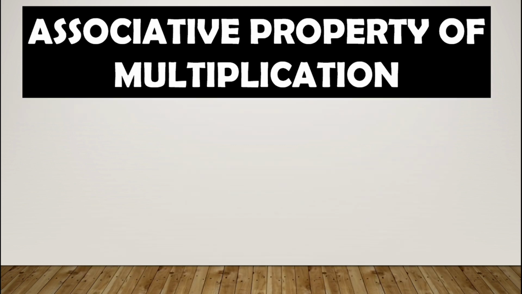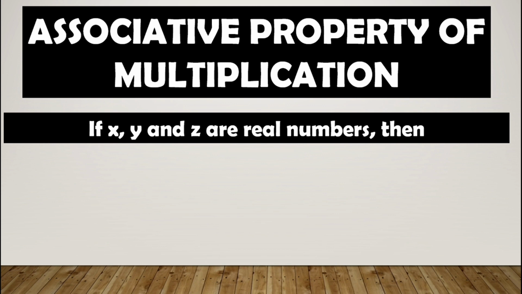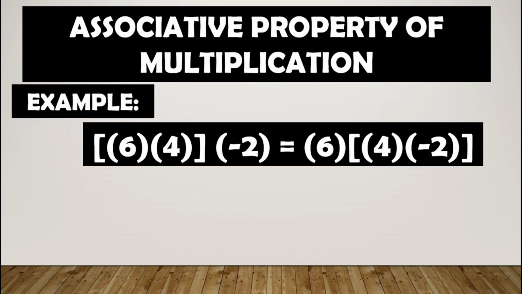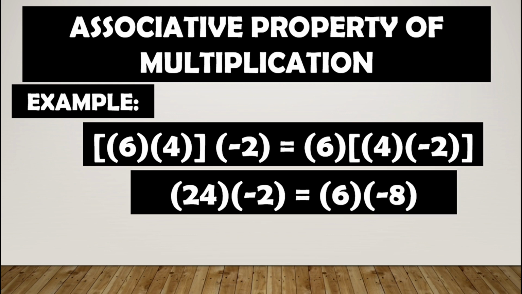Associative property of multiplication. If x, y, and z are real numbers, then the quantity of x times y, times z, is equal to x times the quantity of y times z. For example, the quantity of 6 times 4, times negative 2, is equal to 6 times the quantity 4 times negative 2. Here, the product of 6 times 4 is 24.